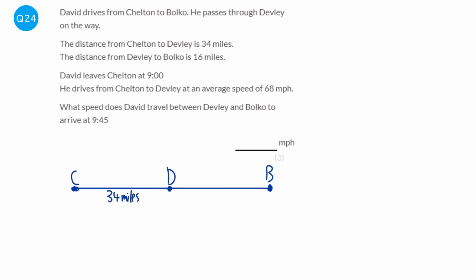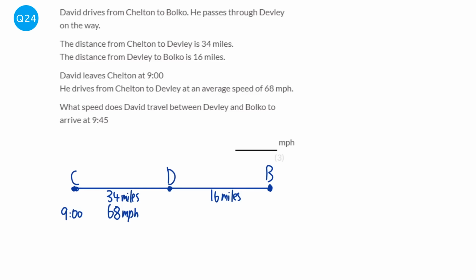Distance from Devley to Bovlow is 16 miles. So I'm just reading through the question, adding it to my diagram. David leaves Chiltern at 9 o'clock. He drives from Chiltern to Devley at an average speed of 68 miles per hour. And what speed does David travel between Devley and Bovlow to arrive at 9:45?